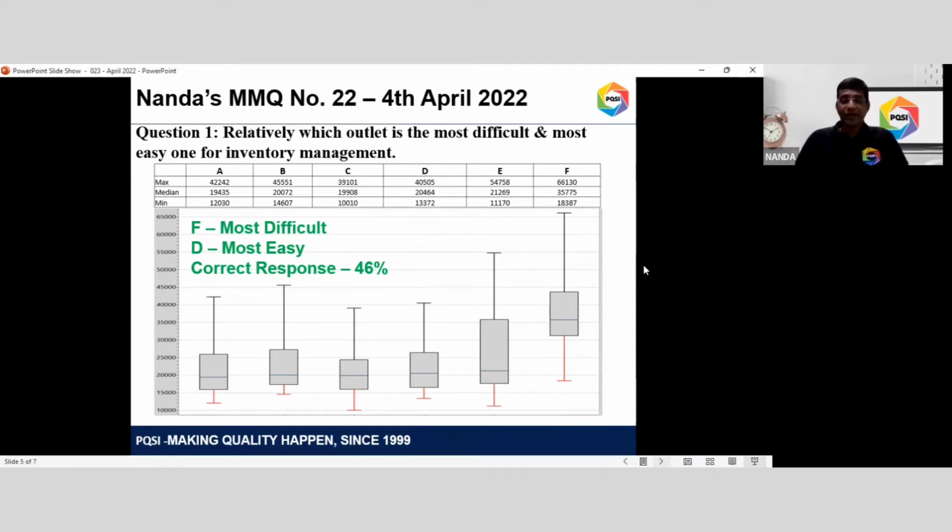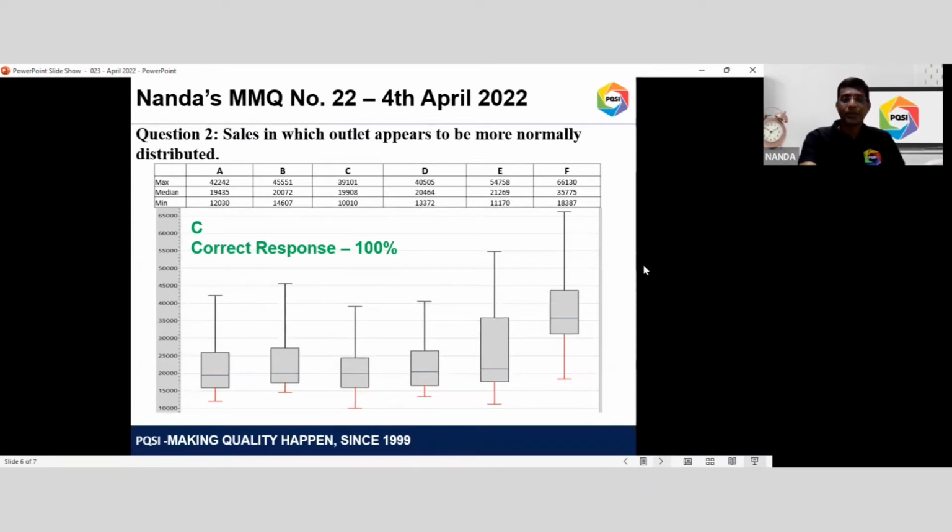So I'm happy to share that about 46% of the respondents got both the options correct, F and D. There were many who got the first one right and the second one wrong, but together F and D. So F is the most difficult outlet and D is the most easy one. The basic decision is based on the max minus min, the range. Okay, so how much is the deviation, the range, the dispersion. So the correct response is 46%. So moving on to the next question.